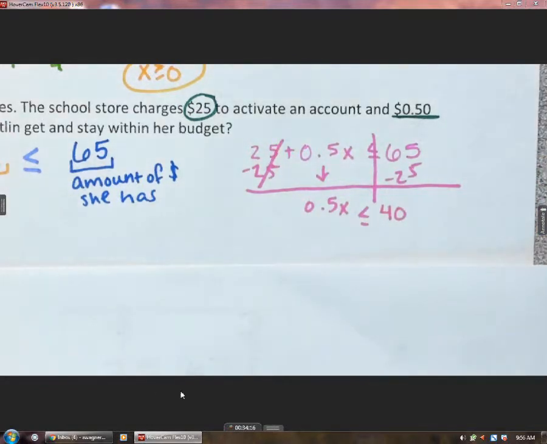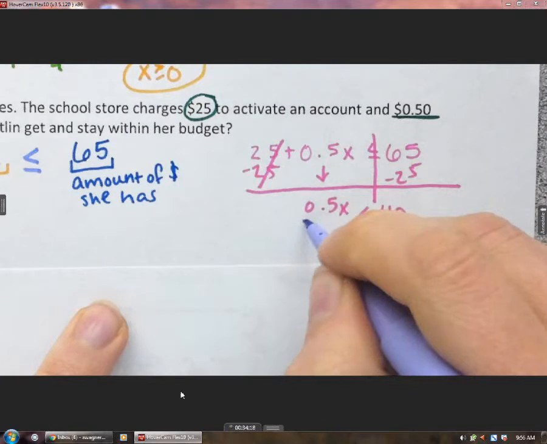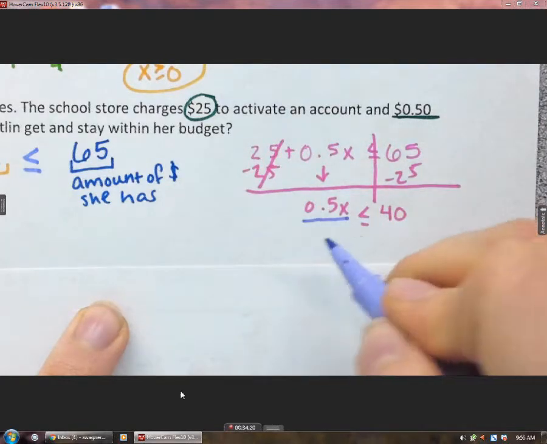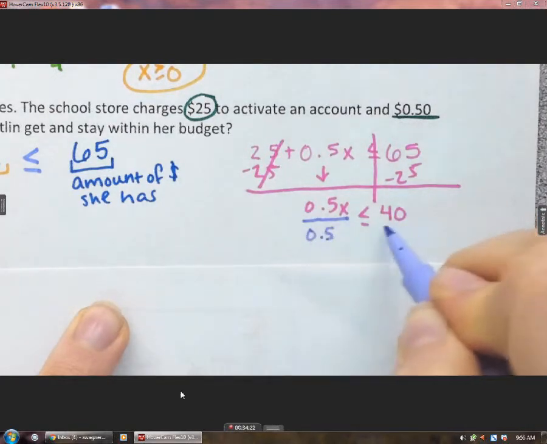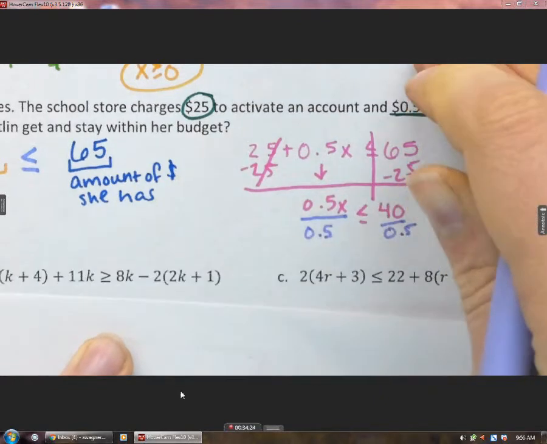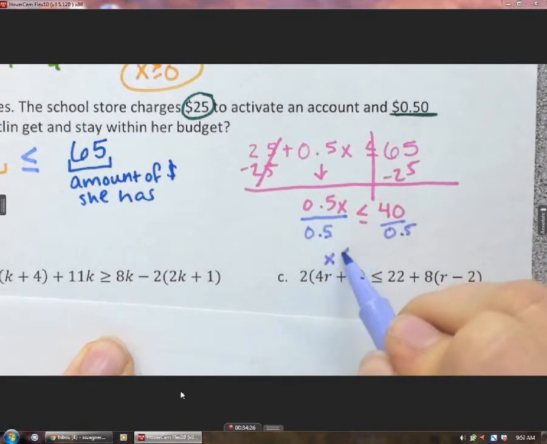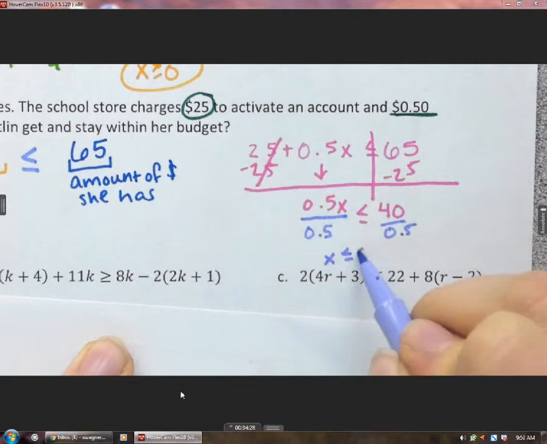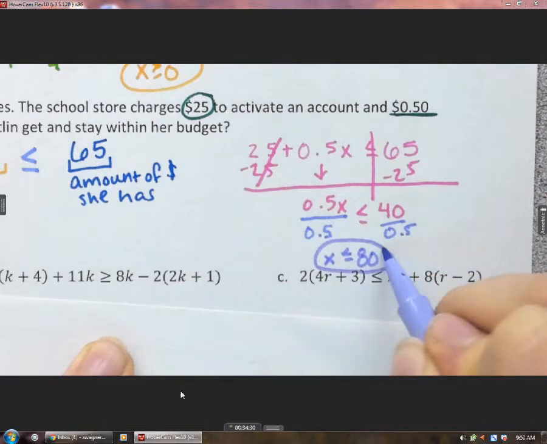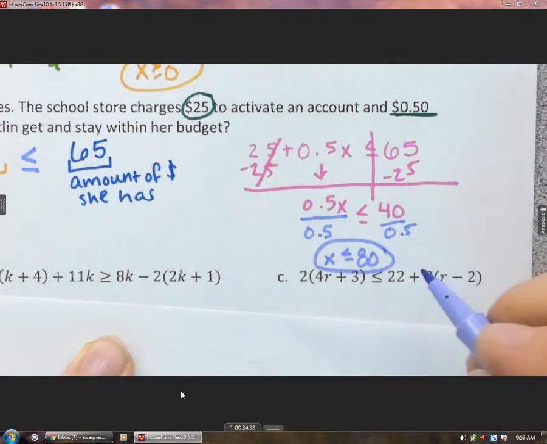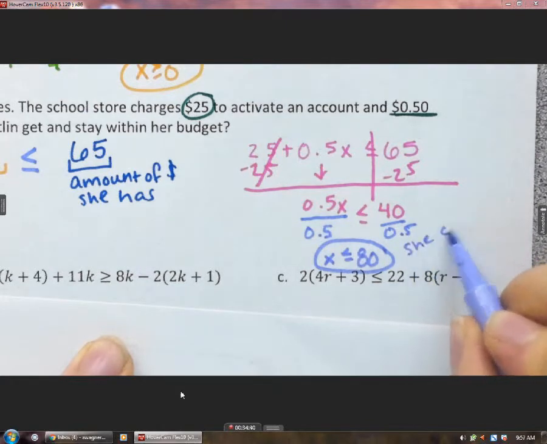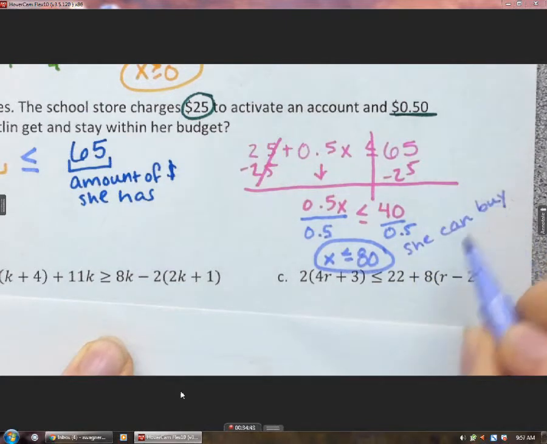How do you get x by itself? Divide by 0.5. So x is less than or equal to, that turns it into 80. So how many slushies can she buy? 80 if she spent all her money. So you would write something like she can buy 80 slushies.